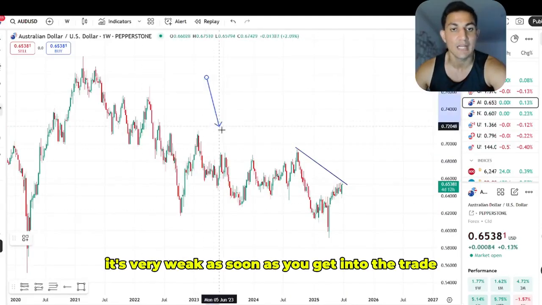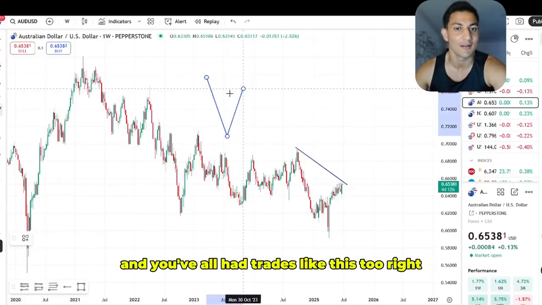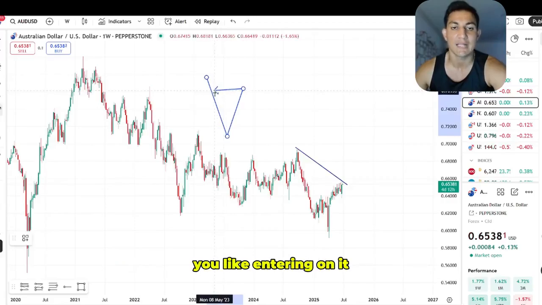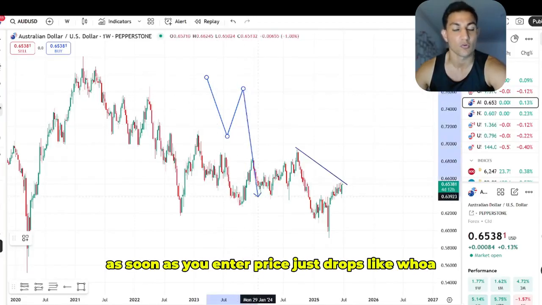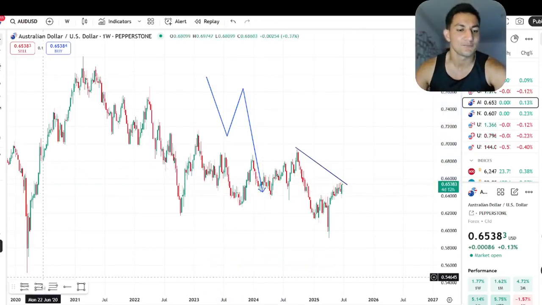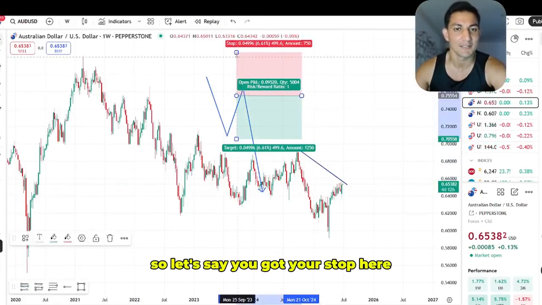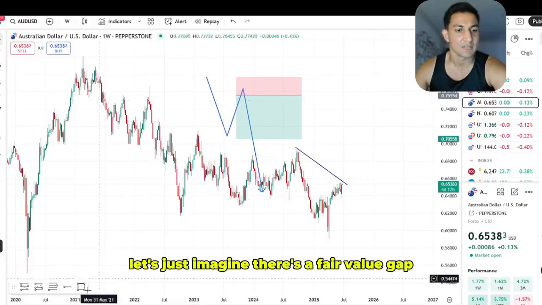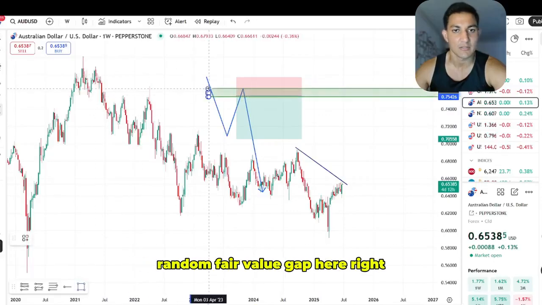It's very weak. As soon as you get into the trade, and you've all had trades like this too, right? Let's imagine there's a fair value gap. You like entering on it. As soon as you enter, price just drops. Like, whoa, straight to take profit. And you're like, oh my God. And then, we've all had this too, right? So let's say you've got your stop here. Let's just imagine there's a random fair value gap here, right?